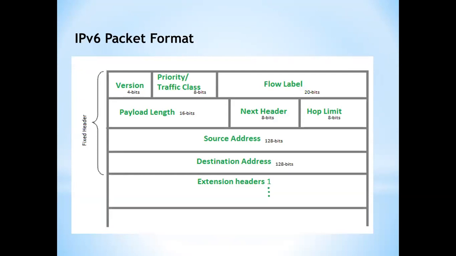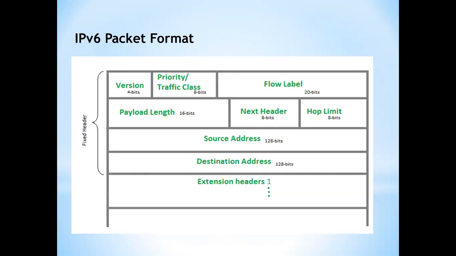The payload is made up of two parts: first, an optional extension header, and second, the upper layer data. The base header is 40 bytes long, whereas the payload consisting of the extension headers and upper layer data can have information worth up to 65,535 bytes. So first we are going through the base header.